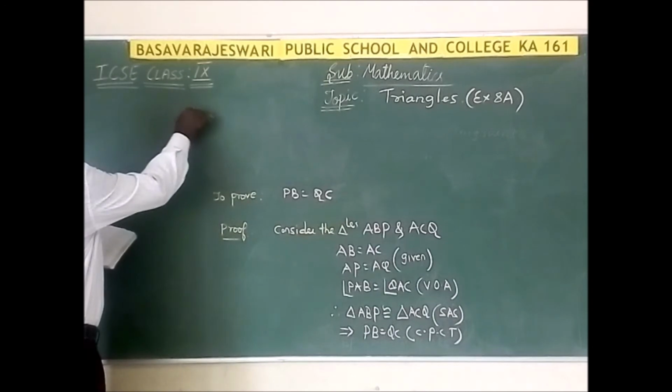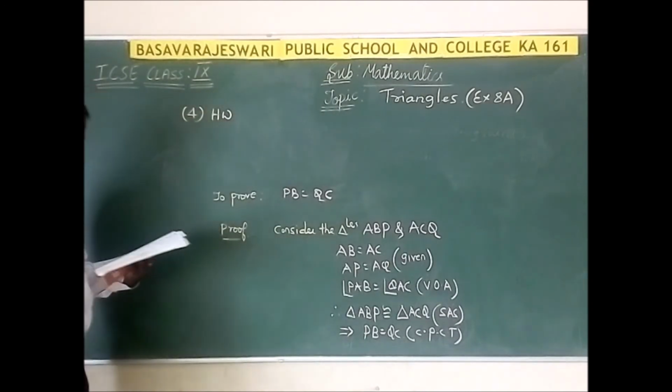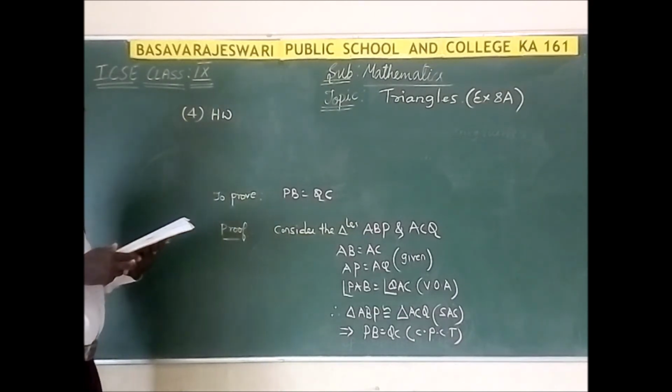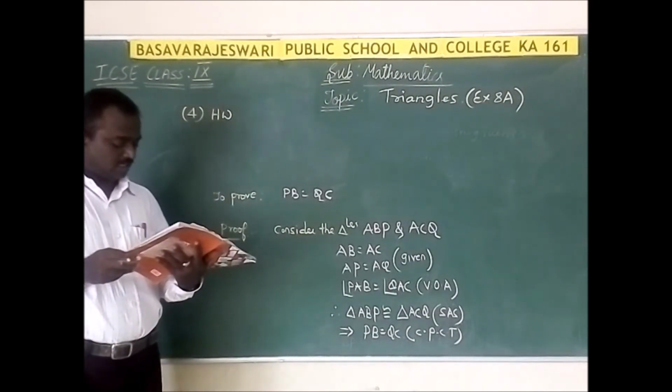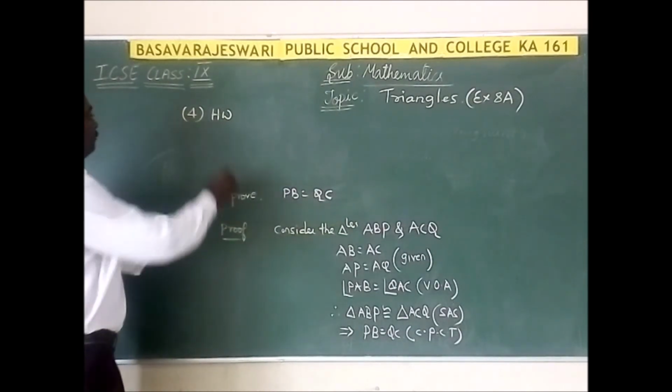Fourth one I am giving as homework. You prove the congruency of the triangles BLD and DMC. Okay? You prove it. You try it. Fifth one.